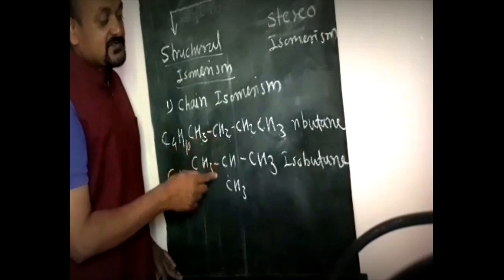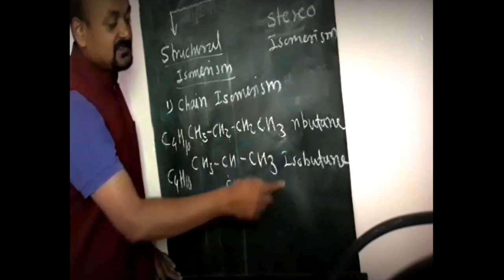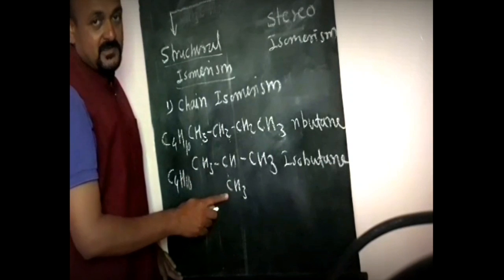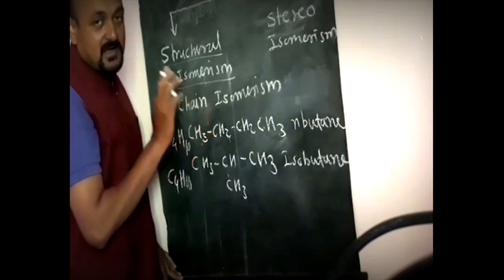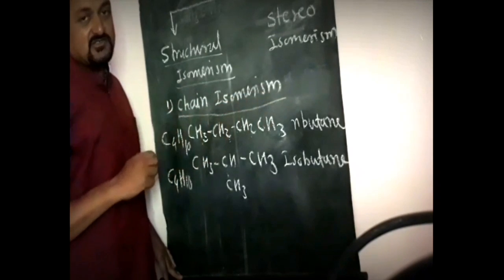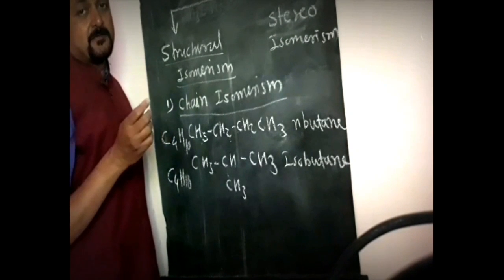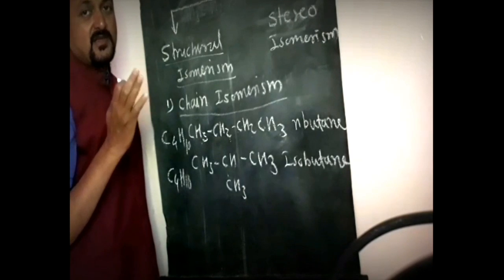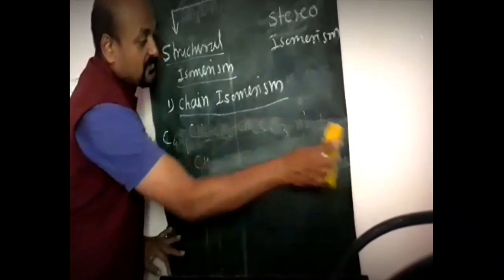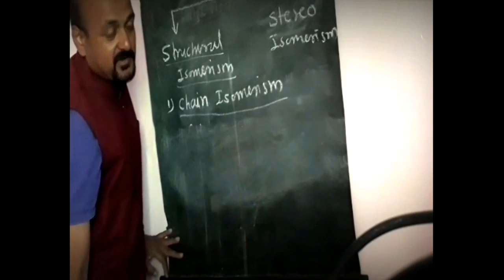So these two compounds have the same molecular formula but differ in the chain. This is a straight chain, whereas this one is a branched chain. This type of isomers are known as chain isomers, and this phenomenon is known as chain isomerism. N-pentane, isopentane, and neopentane are the three chain isomers of pentane. Here these compounds have the same molecular formula but different structural formula.